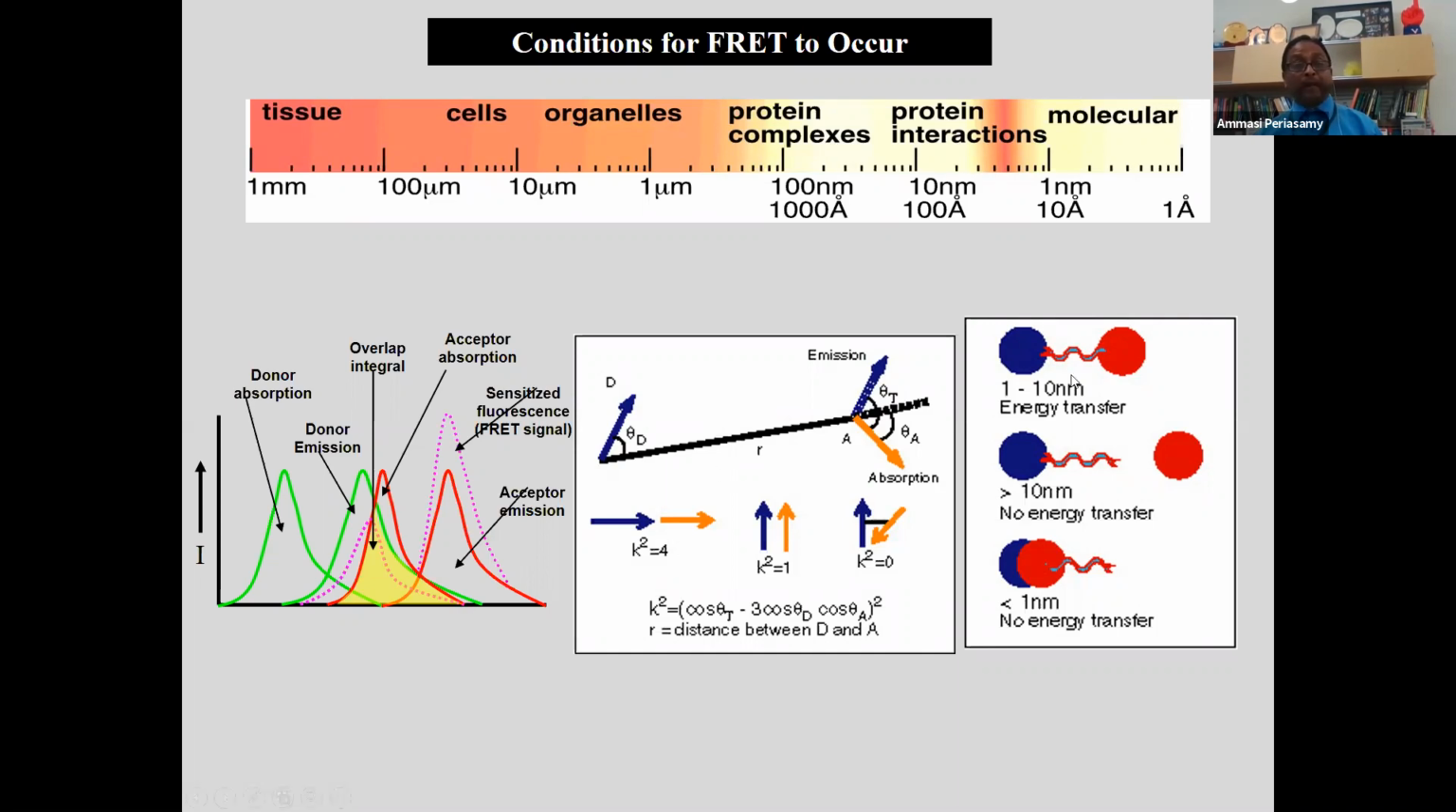This will happen only when the distance between donor and acceptor molecule is within 10 nanometers, and the dipole moment is right. FRET is also called distance dependent, and the dipole moment is very important. The donor absorption and emission dipole moment should align with the acceptor dipole moment, with kappa squared between 1 and 4. If they are perpendicular to each other, then there is no FRET.